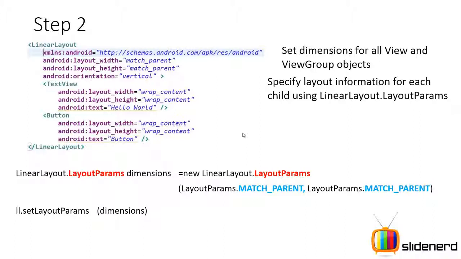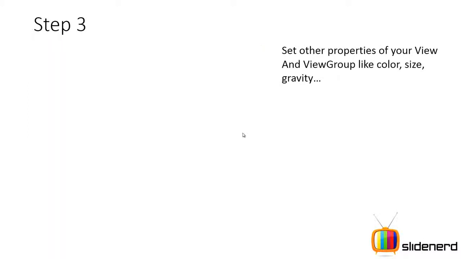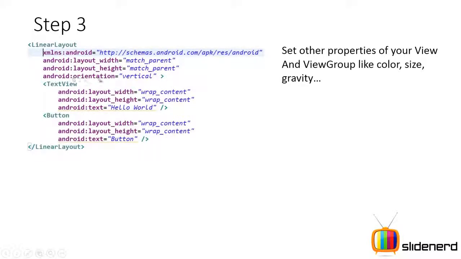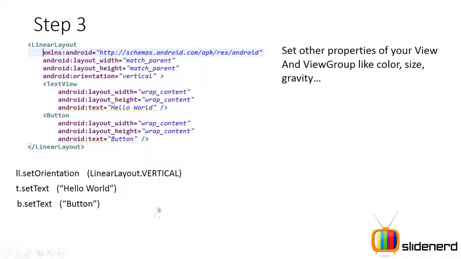So next, in the third step, we are going to set additional properties like your color, your size, your text, your gravity, and so on. So here if you see, we have android:orientation is vertical for our LinearLayout. If you see, android:text is Hello World for our TextView, android:text is Button for our button. Now these properties can be set using simple methods inside your Java code. For example, for the LinearLayout object, you can say ll.setOrientation(LinearLayout.VERTICAL). Again, this VERTICAL is a static integer inside your LinearLayout class, and you can use that to say that your LinearLayout should be vertical in nature. Same way you can say t.setText("Hello World"), b.setText("Button") and so on, and we are done at this point.